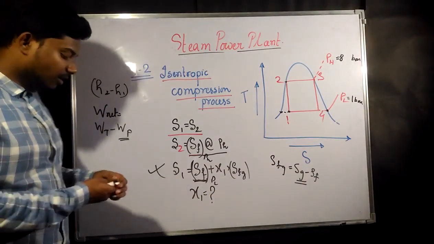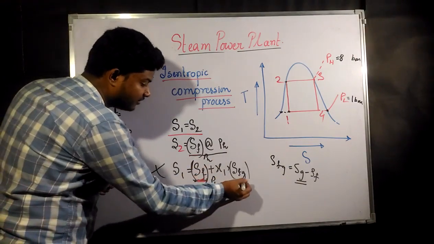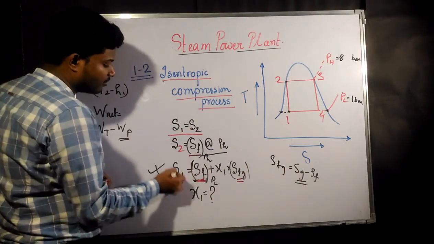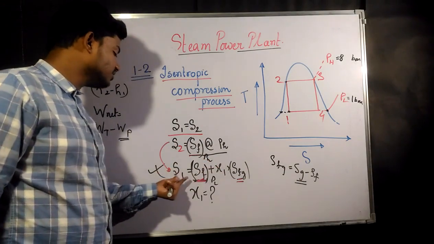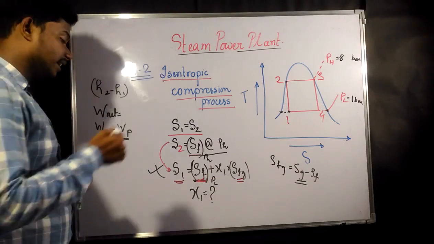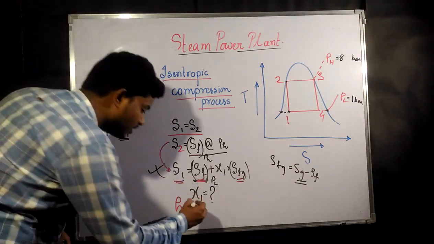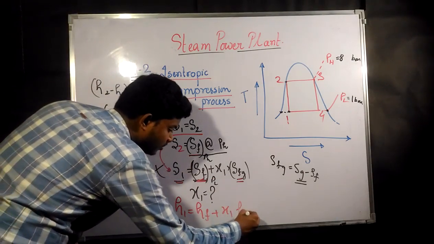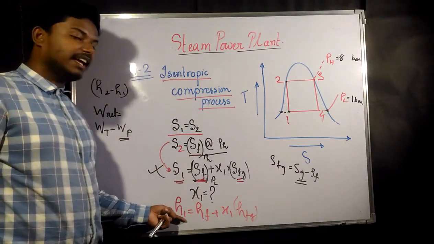Then you can find Sf, and Sfg, that is Sg minus Sf. S1 you have already found out, because S1 is equal to S2. So from this equation, this is known, this is known, this is also known. You need to find x1. As you have found x1, now you can easily find h1. H1 is nothing but again hf plus x1 into hfg. So from this point you can easily find h1.